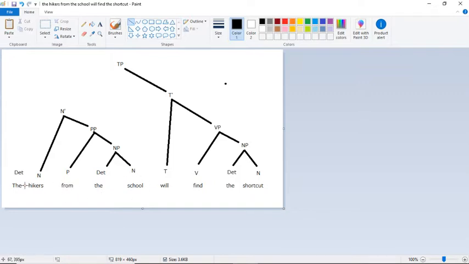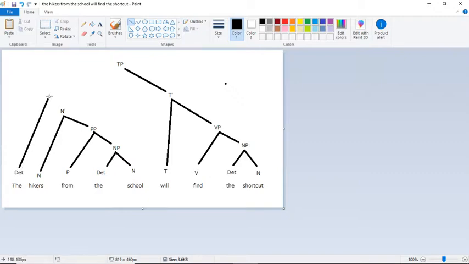I'm saying of all of the hikers from the school, some of them found the shortcut, or some of them will find the shortcut. So this determiner is not giving information to the noun alone. It's giving information to the noun and the complement, right? Because I'm talking about hikers from the school, and if I say some hikers from the school, I'm talking about a subset of hikers from the school, not a subset of hikers in general that happen to be from the school.